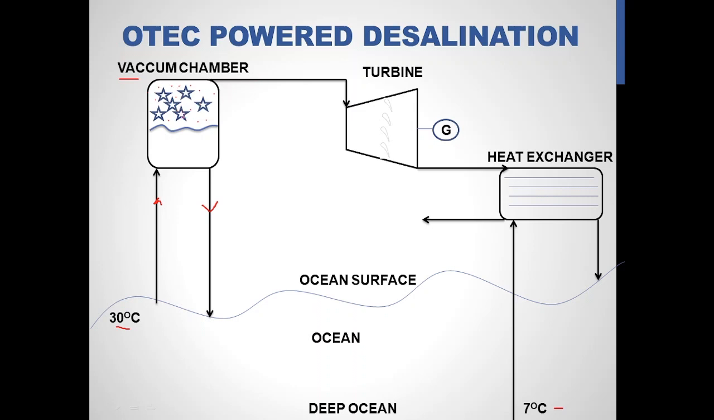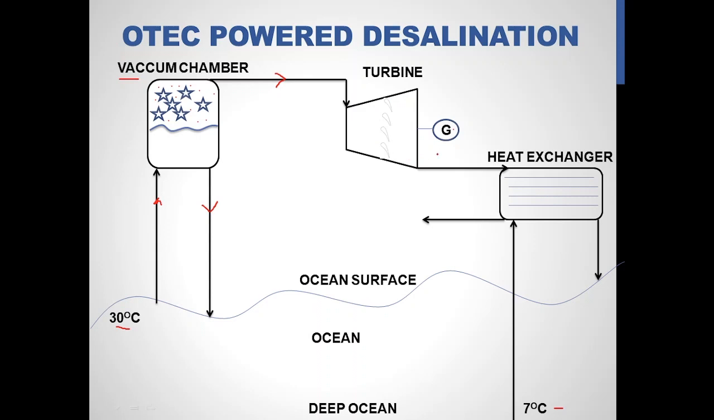So if we have this moisture or steam at 25 degrees Celsius, we can use this steam to run the turbine. To run the turbine, we have the generator, and with this we can generate power, and this power can be used to run all the pumps in the system and make the whole system self-powered.